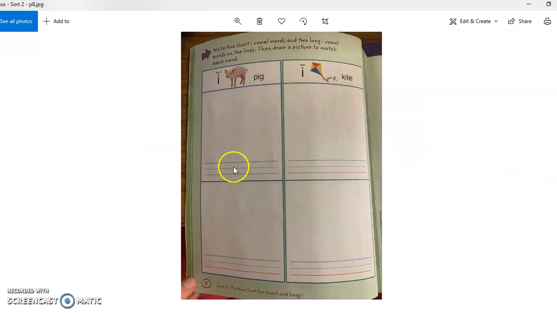After that, you get to create your own short I word, another short I word, and draw a picture for both of those, and you get to create your own long I words and draw pictures for those as well.